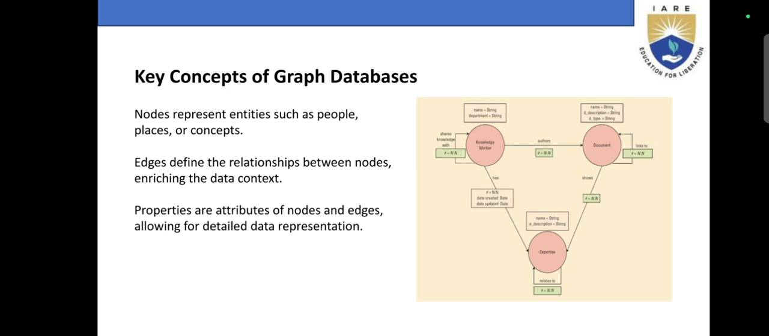Next, knowledge worker and document. Here is the picture about the knowledge worker and document, with expertise. Name is equal to string, department is equal to string, description and data types. Properties are attributes of nodes and edges, allowing for detailed representation. Data created date, data updated date. Edges define the relationships between nodes, enriching the data context.